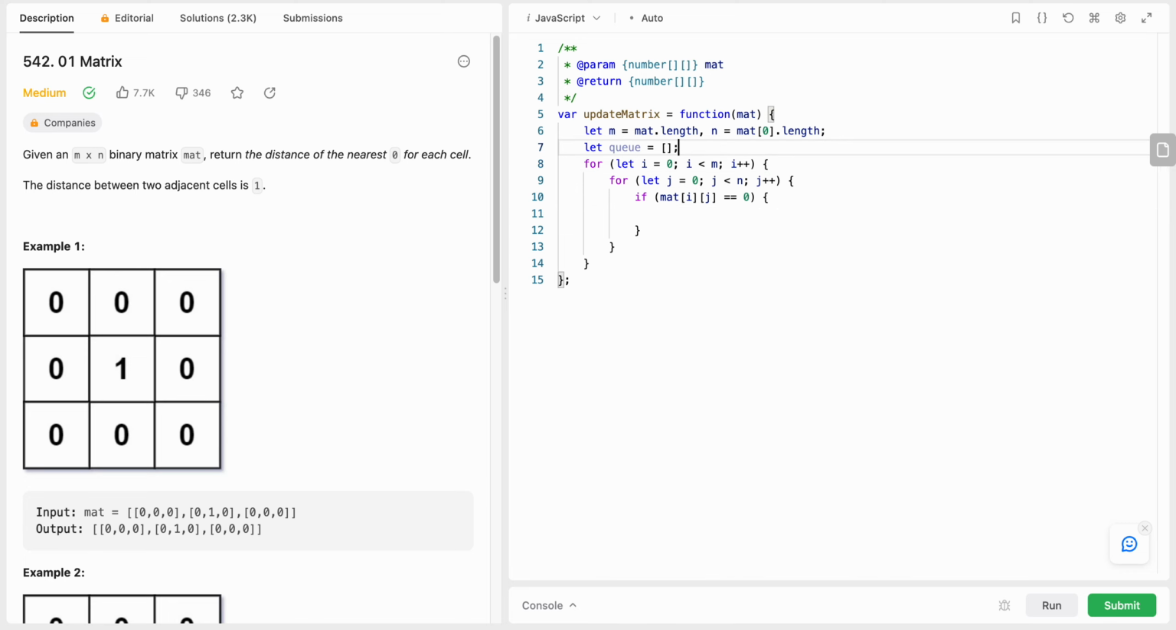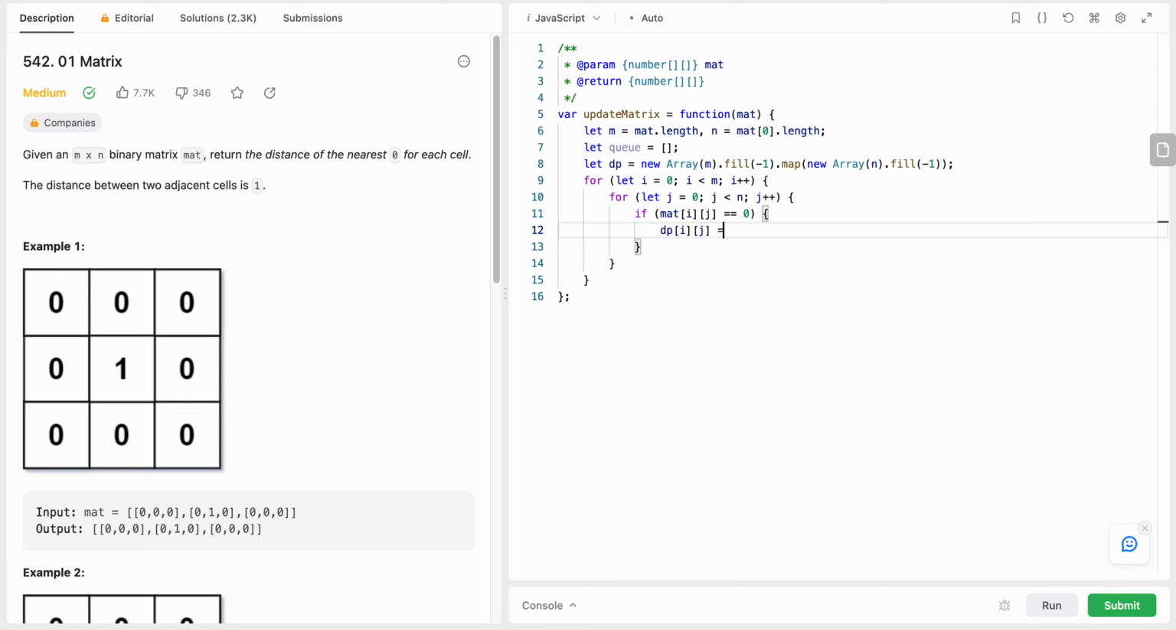Okay, so let us also create a dp array. Let dp equal to a new array of length m, and we fill it with a value of -1, and again we map each of the cells to create an array of length n and fill all of those with -1. Okay, now if the matrix at index ij is 0, then we fill our dp with the value 0, and now we push that to our queue. So we are pushing ij to our queue as well.